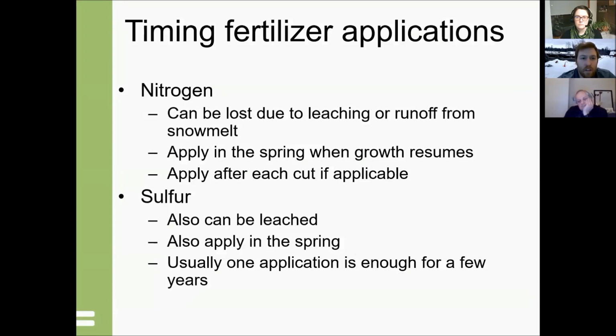As I said earlier, nitrogen and sulfur can both be lost due to leaching or runoff. So we want to apply both of these in the spring just to make sure that we don't lose it over the winter. However, nitrogen is something we're probably going to apply every year, where sulfur is sometimes one application will last you a while, especially in areas that don't get a ton of rainfall and lose a lot of their snowmelt and runoff, because if there's not a ton of water to move that nutrient through the profile, then it will stick around for a little while.